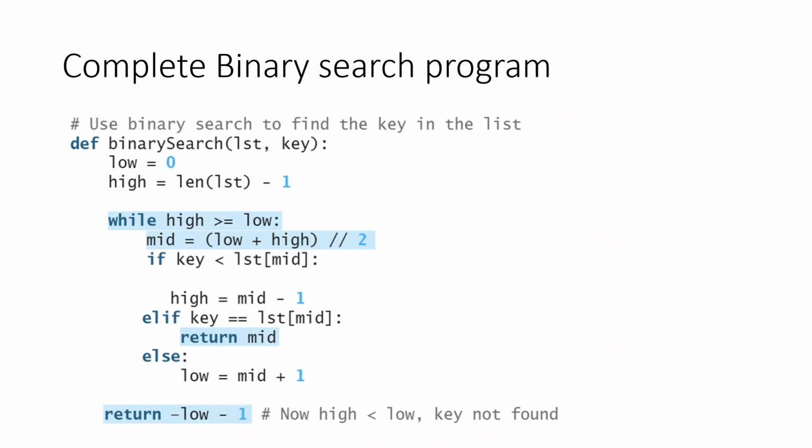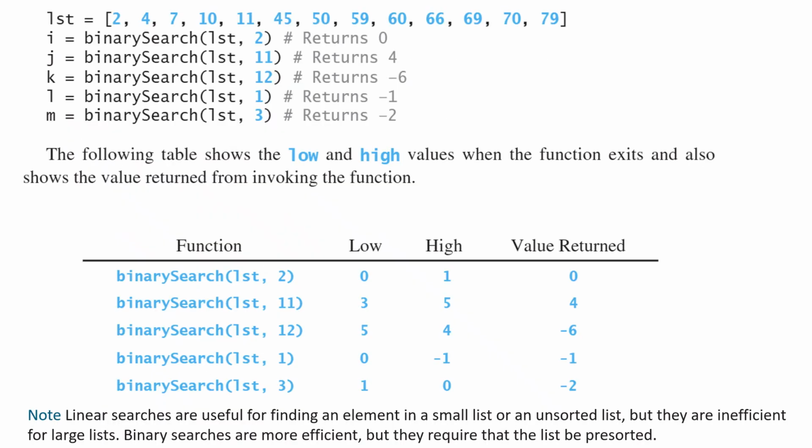Complete binary search program here. Use binary search to find whether the key element is in the list or not. def binary_search(list, key): low = 0, high = len(list) - 1, while high >= low: mid = (low + high) // 2. If key < list[mid], high = mid - 1; if key == list[mid], return mid; else low = mid + 1. Return -low - 1. This is the sample program.